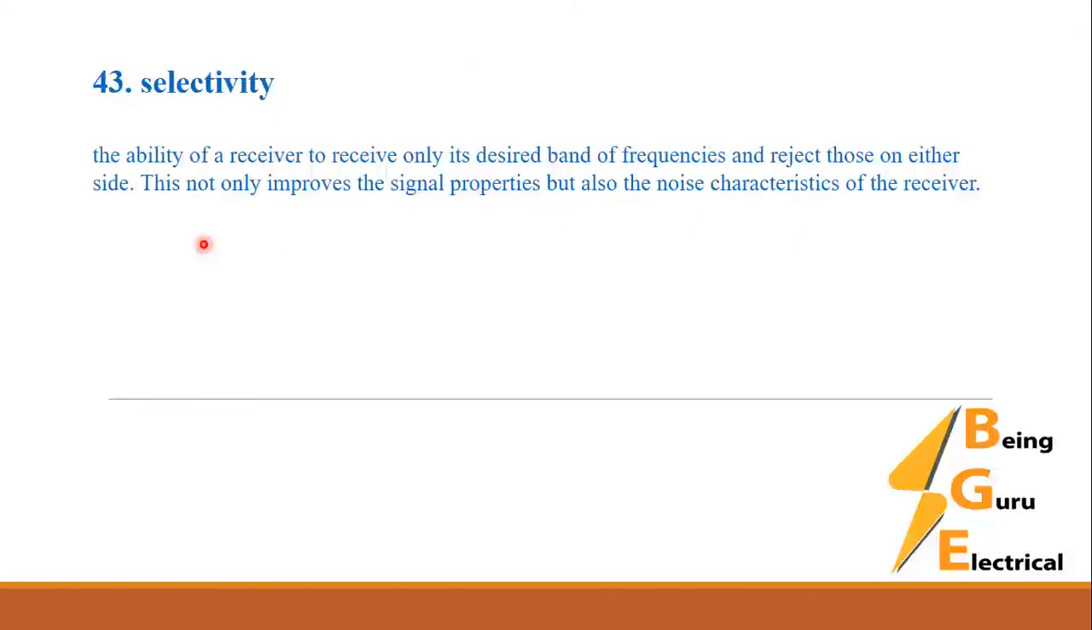And next we have selectivity. So the ability of a receiver to receive only its desired band of frequencies. Like as the name shows, it is doing selection. So the ability of a receiver to receive only its desired or selected band of frequencies and reject those on either side. This not only improves the signal properties but also the noise characteristics of the receiver. So this is called selectivity.